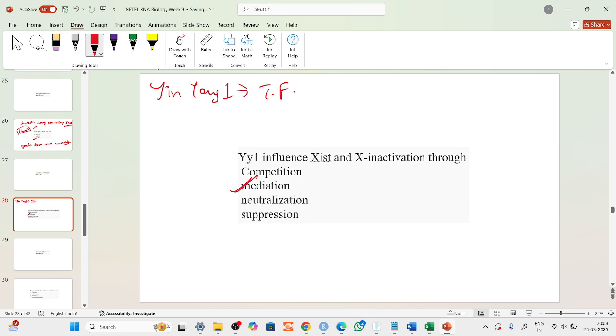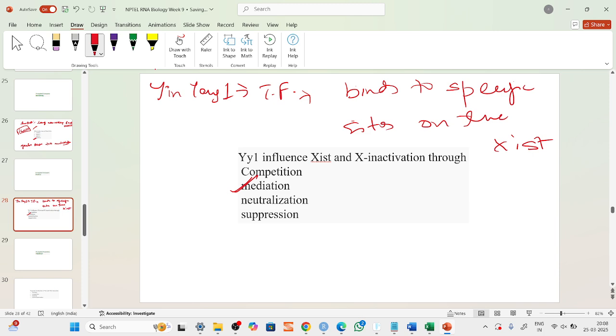You should understand that YY1 binds to specific sites on the XIST promoter, and it helps to recruit proteins that help in the initiation and spreading of XIST RNA. So basically, it is helping in the spreading and initiation of XIST RNA. And when XIST is expressed and initiated, your X chromosome inactivation takes place. The correct answer is mediation.